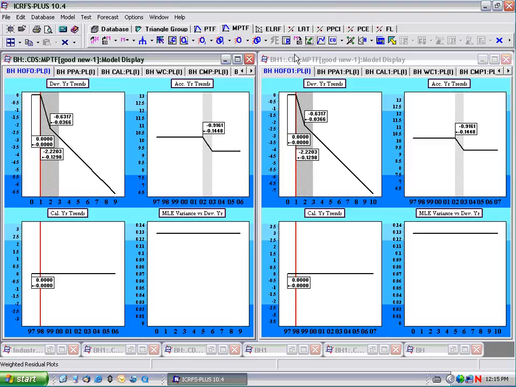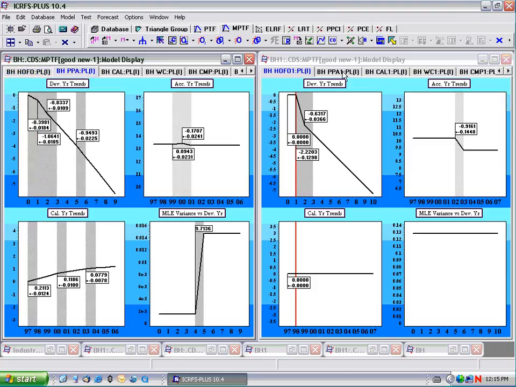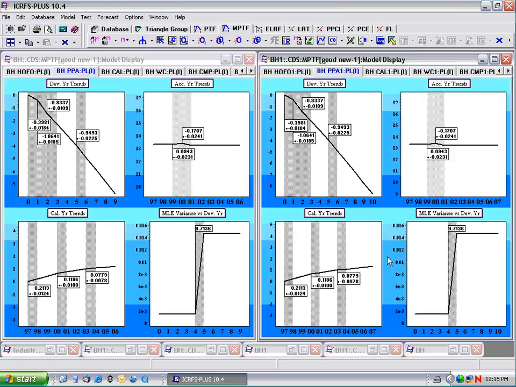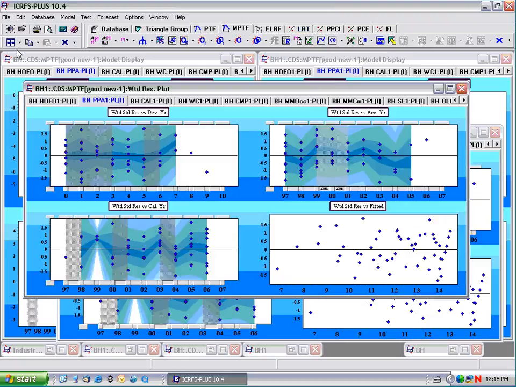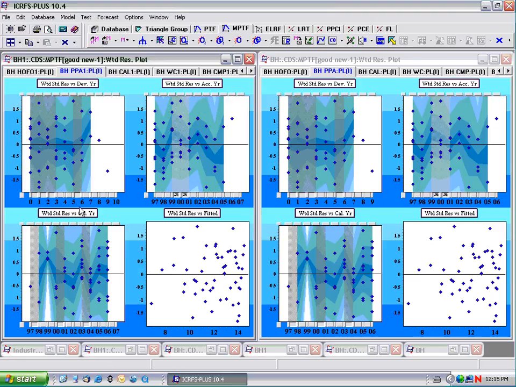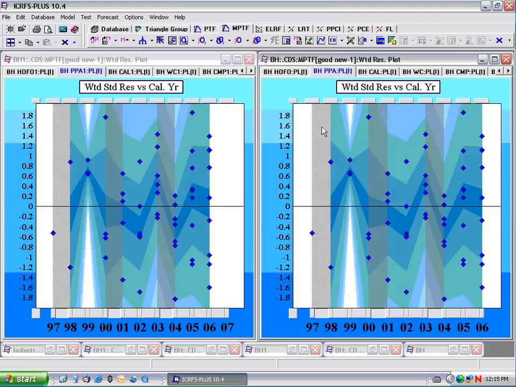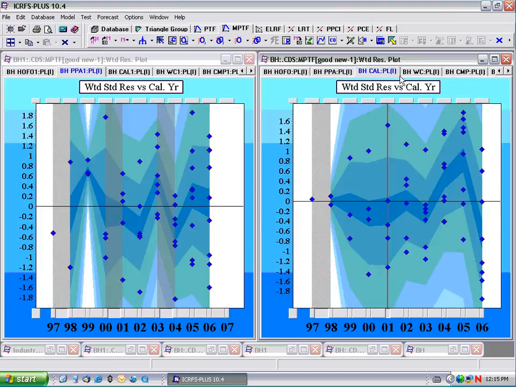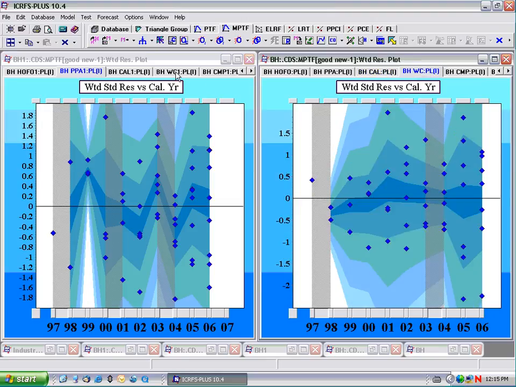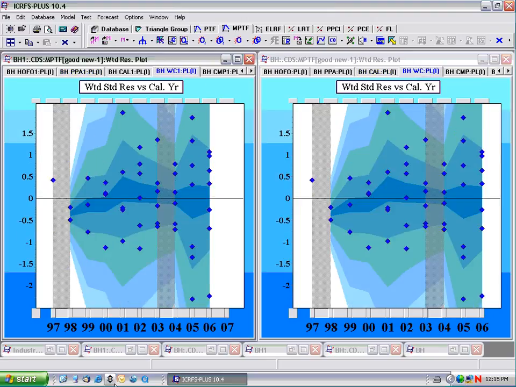Now, if you look at the parameter estimates, they're all the same, because the additional diagonal that we added doesn't have any data in it. So if we look at the residuals, they'll be identical, except for one of them will contain the additional calendar year. Okay, there's our 07 here.